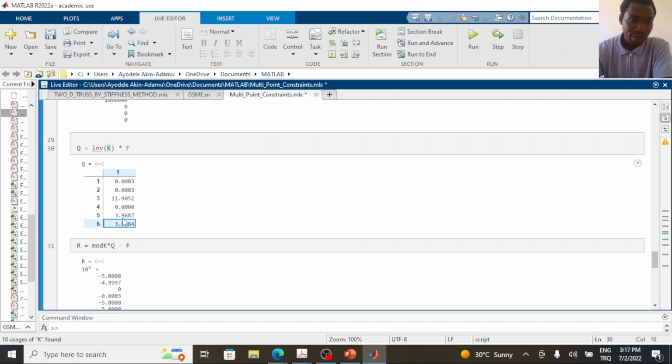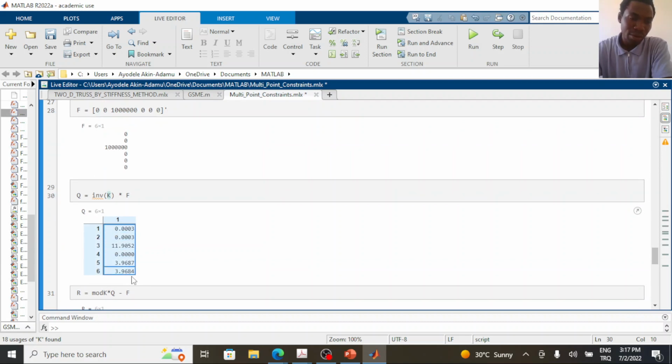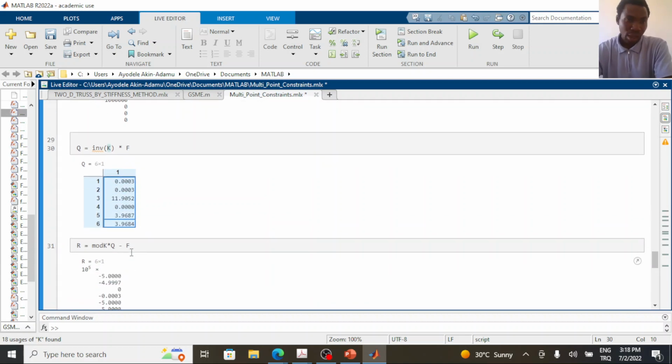At 5 and 6, the degree of freedom is defined by this quantity. At 5, the displacement is defined as 3.9687 mm, while the displacement at degree of freedom 6 is defined as 3.9684 mm. So this is how the displacement quantity for the system is computed. We're going to compare this result with our ANSYS result in my next video. I'm going to solve this problem on the ANSYS software, and show you how we model inclined support on the ANSYS program.